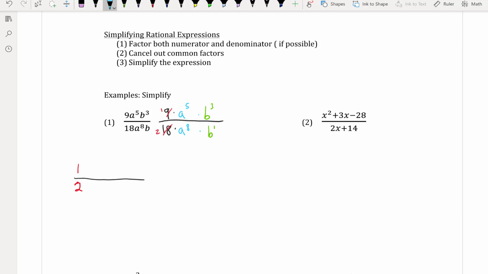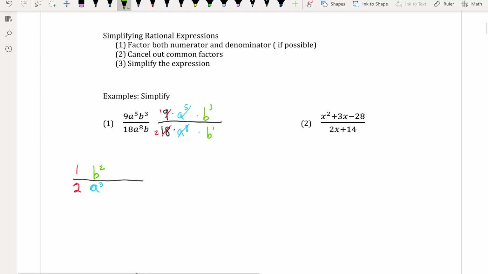Now, if I'm thinking about my a's, I think about which one is bigger. The one on the bottom is 8, the one on the top is 5. So I know it's going to live on the bottom because that's where it's bigger. So if I have 8 and 5, I do a subtraction. 8 minus 5 is going to give me 3. So now I dealt with my a's. Now the next thing I want to work with is my b's. So now I want to see, which one has a bigger exponent, the numerator or the denominator? Well, you've guessed it, the numerator is bigger, so I know that my b is going to live in the numerator. So just like I did before, I'm going to do a subtraction. So 3 minus 1 gives me 2.